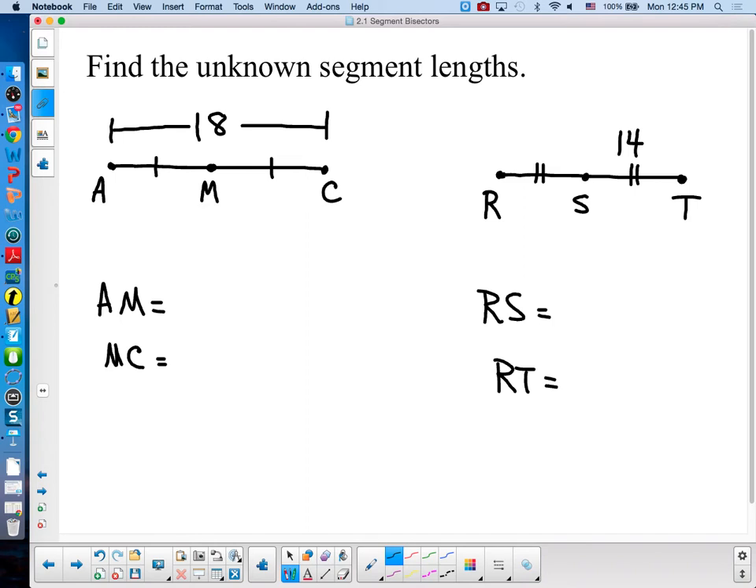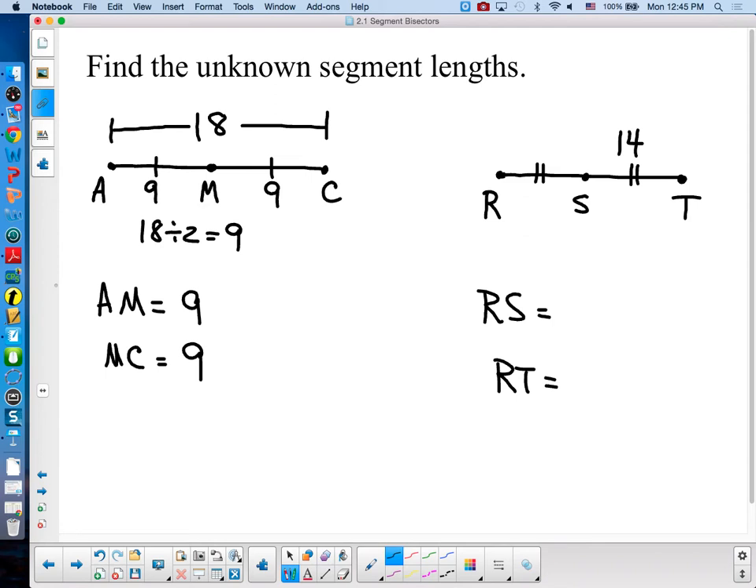Jaden, what's AM? 9. MC? How much? 9 again. You're just simply taking the 18 and dividing it by 2 because you need half of it here, half of it here. All right, next picture.